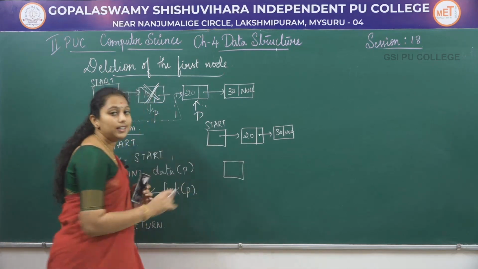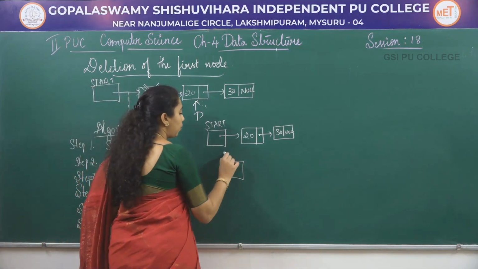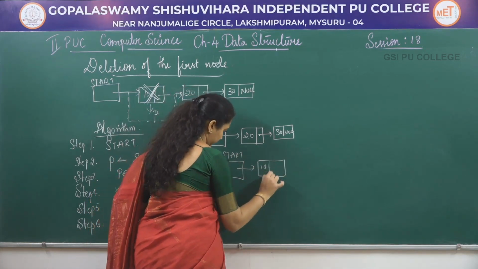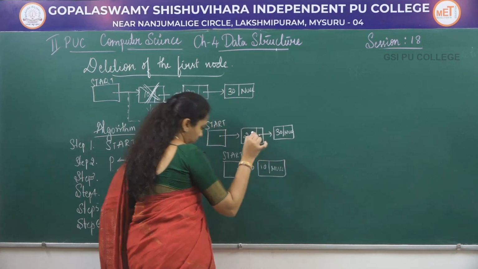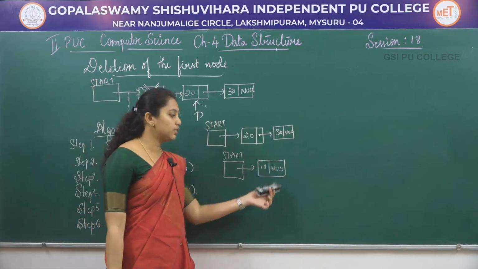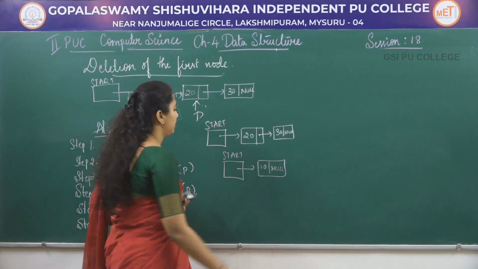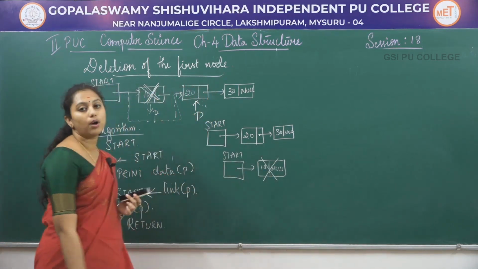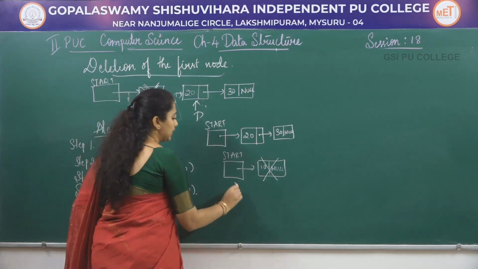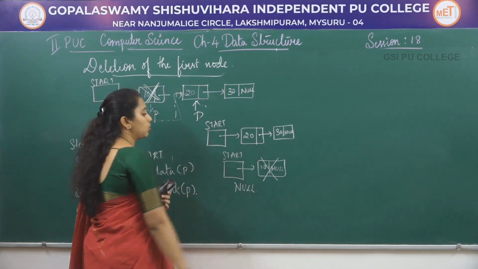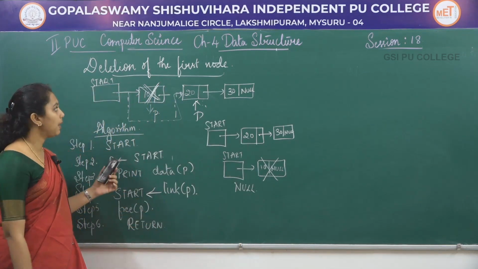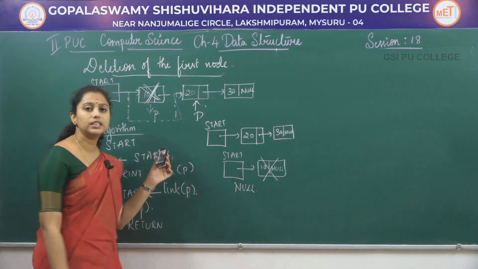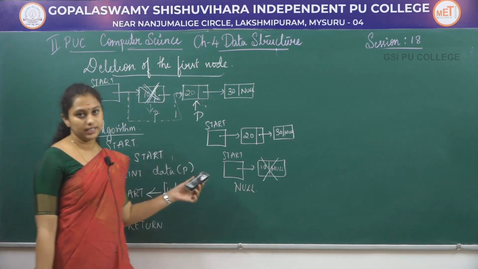If the linked list contains only one node, and I want to delete this node itself, then I am going to free this node. Now the start pointer contains only null. This is about deletion of the first node. Now let's see how to delete the last node in the linked list.